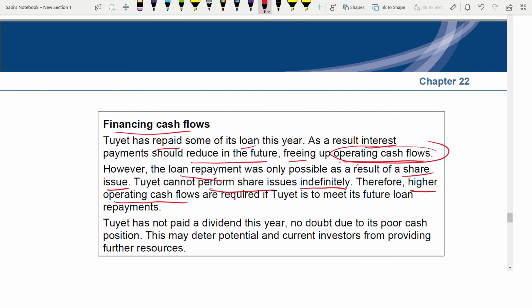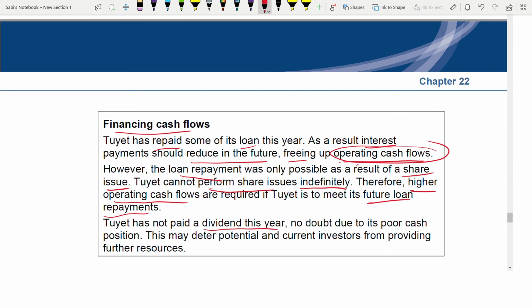Most important is operating cash flows. Therefore, this is required if they have to meet their future loan repayment. Because remember, loan repayment you have to do, no matter what the position of your company. That's why operating cash flow is very much required. Other areas you can adjust here and there, but not loan repayment. That you have to do. They have not paid a dividend this year.